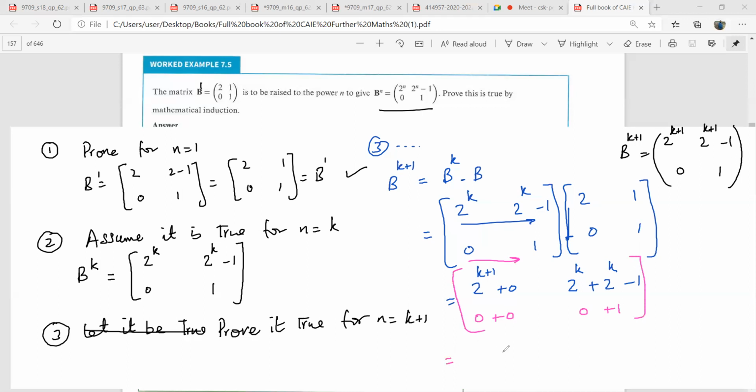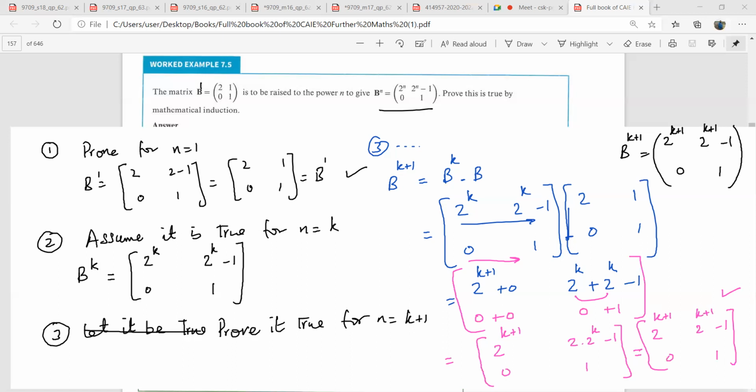Okay, so we have 2 raised to power k plus 1, and there are 2 raised to power k. So this is 2 times 2 raised to power k minus 1. This is 0 and this is 1. So you must have seen that we have attained what we were aiming for. Since the bases are same here, you can multiply them. So it's 2 raised to power k plus 1, 2 raised to power k plus 1 minus 1, 0, 1. So we have shown in this third step that this is true for n equal to k plus 1.